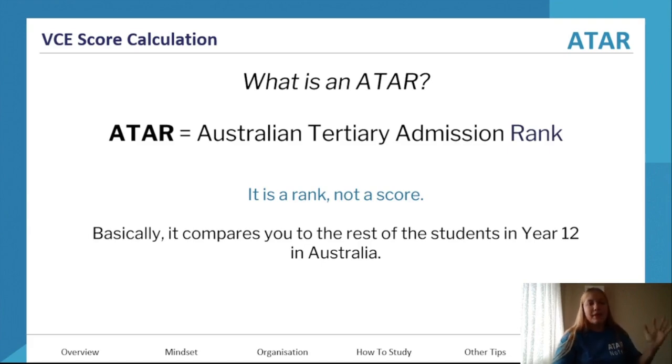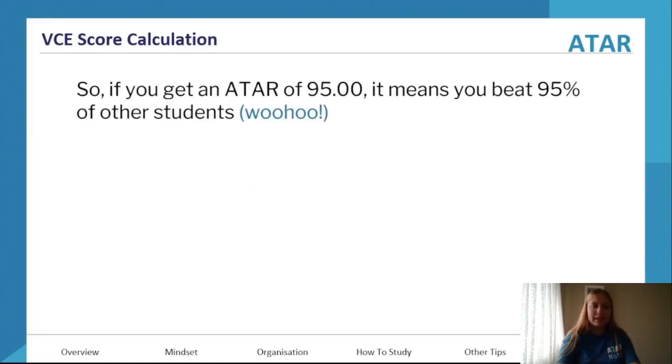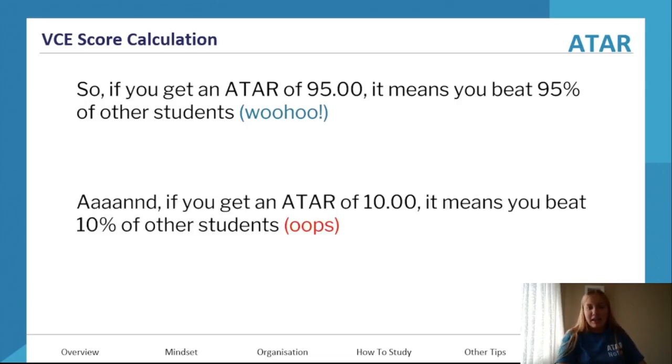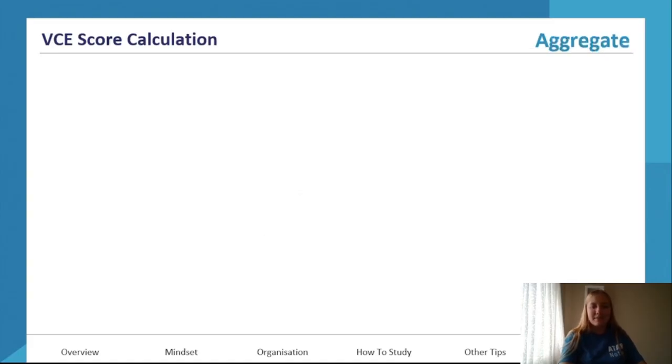Essentially, your ATAR is comparing you to the rest of the students in year 12 in Australia, all of the students completing VCE. Like I already gave an example, if you get an ATAR of 95, it means you beat 95% of other students. Whereas if you get an ATAR of 10, it means you beat 10% of students. So you're in the lower 90% of students, which is not great. So set your aims high, but set your aims realistically.